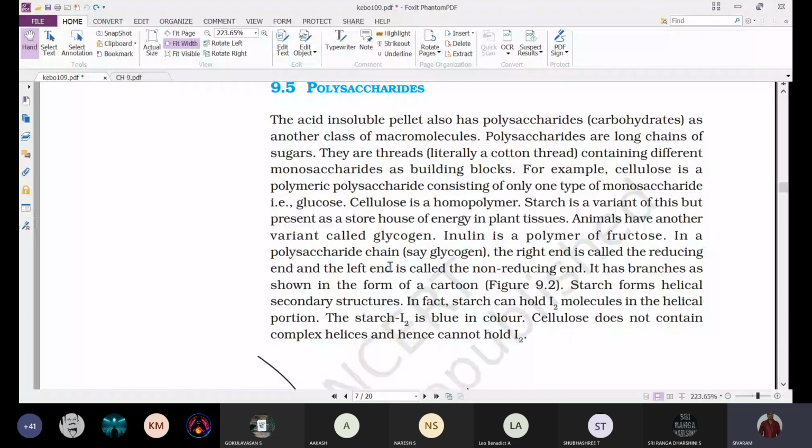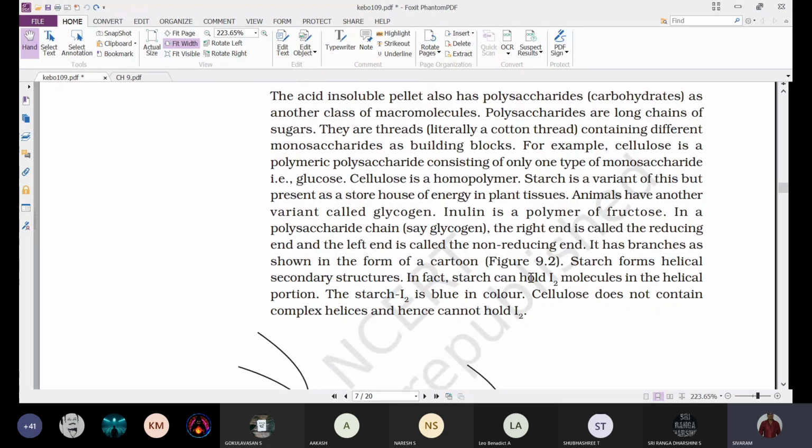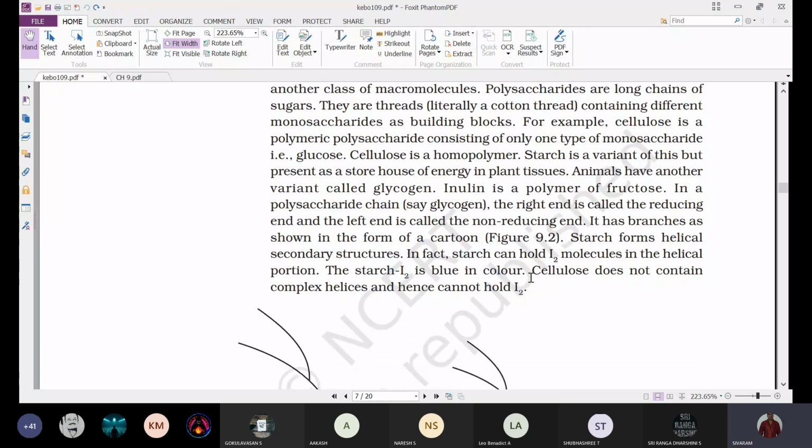And next, in a polysaccharide chain, say glycogen, the right end is called the reducing end and the left end is called the non-reducing end. When you observe a polysaccharide, at one end the hydroxyl group, CH2OH, at the sixth carbon is free. Wherever that group is present, that end we call the reducing end.